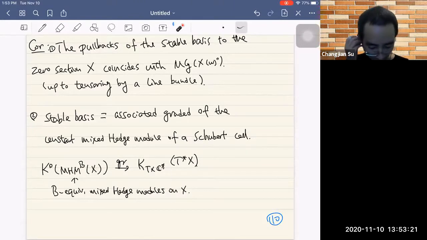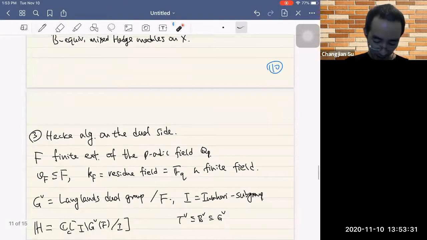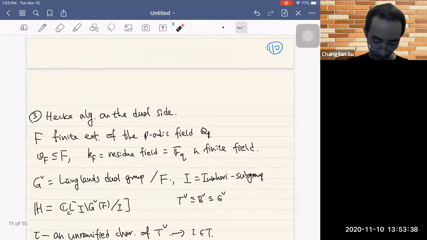So the K-theoretical case is more interesting because this affine Hecke algebra has another interpretation. So the Hecke algebra on the Langlands dual side. Here, let us consider some non-Archimedean local field F. You can just consider a finite extension of the p-adic numbers, or you may consider the finite extension of the formal Laurent series.